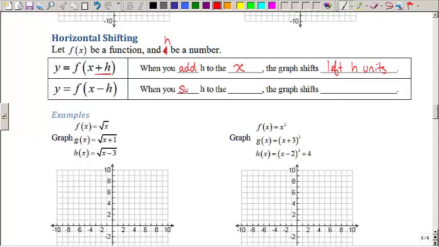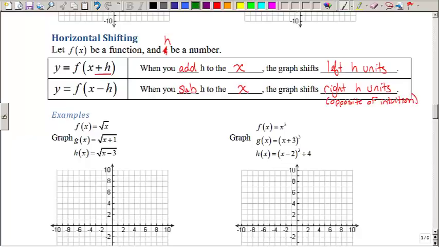Similarly, when we subtract h to the x value, not the function, but the actual x inside the parentheses, the graph is going to shift right h units. Notice this is opposite of your intuition, or what you might think happens. We have some examples for you.